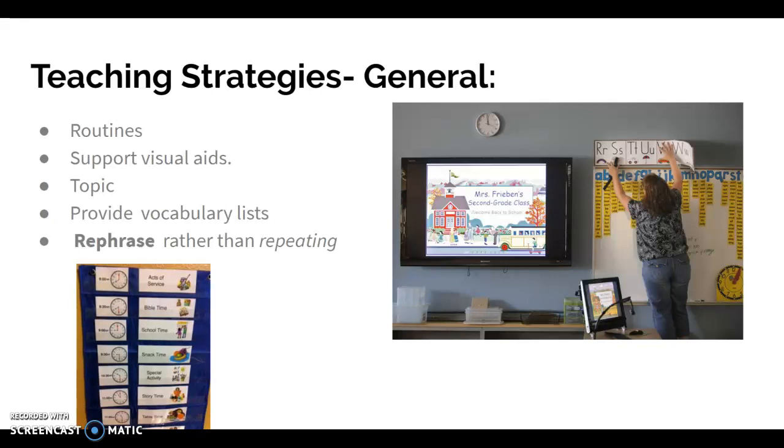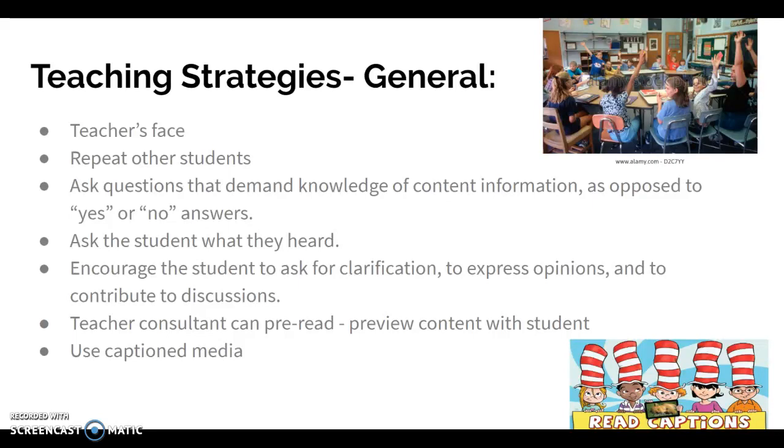It's important to rephrase rather than repeat. So instead of saying the same exact thing again when the child doesn't understand, just try to say it in a different way. Again, make sure they look at the teacher's face. If a student is speaking quietly when answering a question, repeat what they said. "Oh, Johnny had a great idea. He said this..." That way the child is hearing it twice, or they're hearing it from you while you're wearing the microphone.